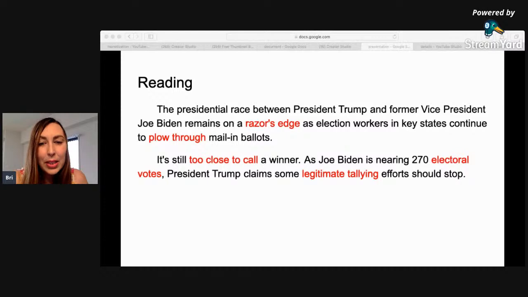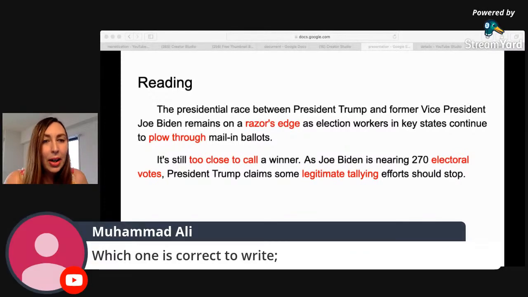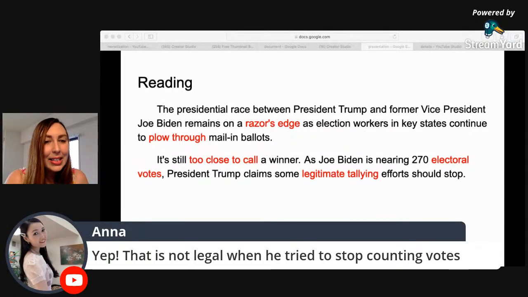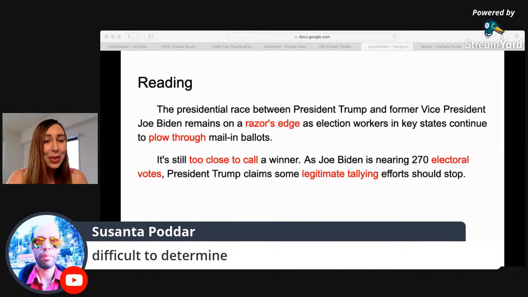Which one is correct to write? Sorry, which are you referring to? Yes, that is not legal, when he tried to stop counting the votes. I don't really understand why he wants to stop the legitimate count, because if he stopped it now, he would lose because he's behind. Yes, very good. Difficult to determine. Excellent. Good job. Okay, so does everyone understand this article? Was it okay? Understandable? Do you have any questions on it? If you do, you can ask me.